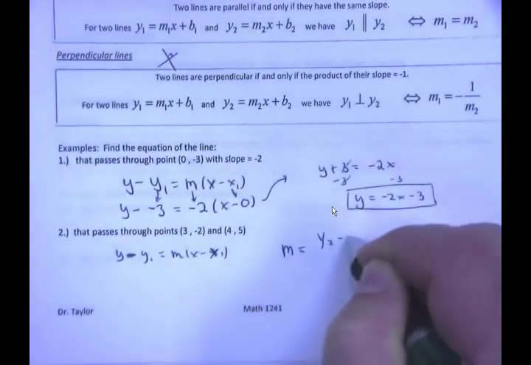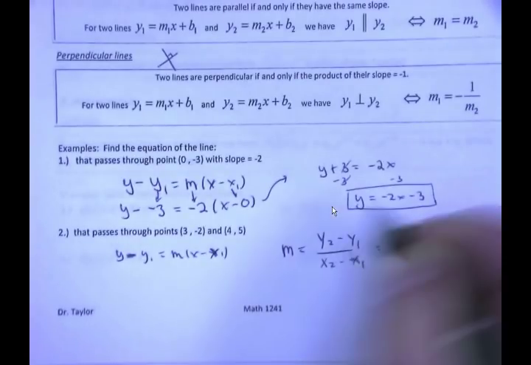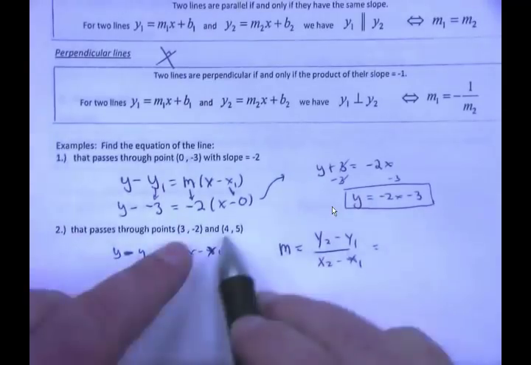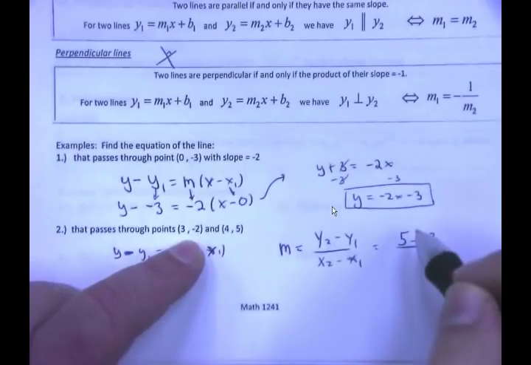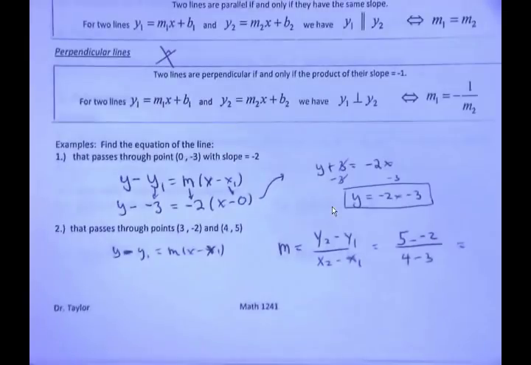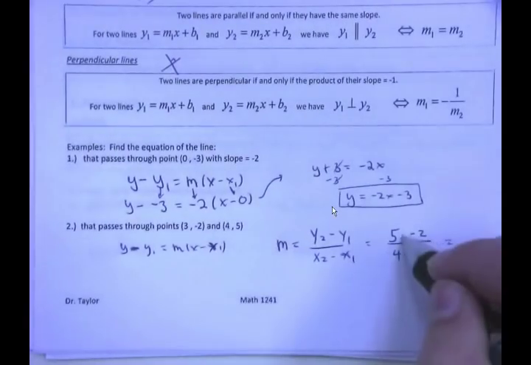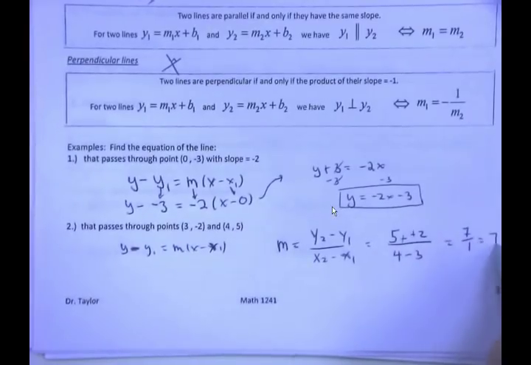Well, we have a formula. Change in y over change in x: y2 minus y1 over x2 minus x1. I'll declare this to be the second point and this is the first point. So that'll be 5 minus negative 2, watch the careless errors, over 4 minus 3. What is 5 minus negative 2? 7. Minus minus makes it plus, so that's 7. And 4 minus 3 is 1, so my slope is 7.